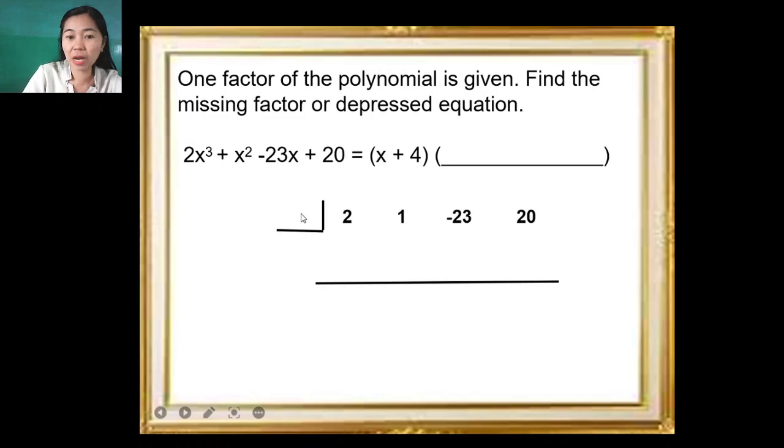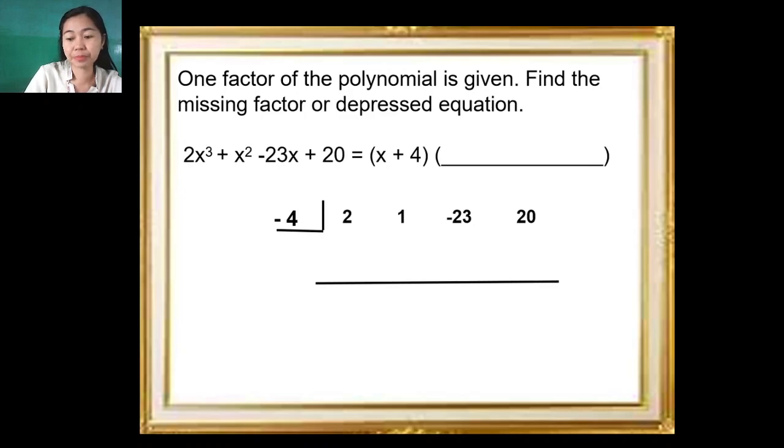And then, yung value ng r natin galing doon sa ating first factor, x plus 4, value of r is negative 4. So, kakalitan mo lang naman yun ng sign. And then, let's do this synthetic division. Bring down 2. Multiply it by negative 4.